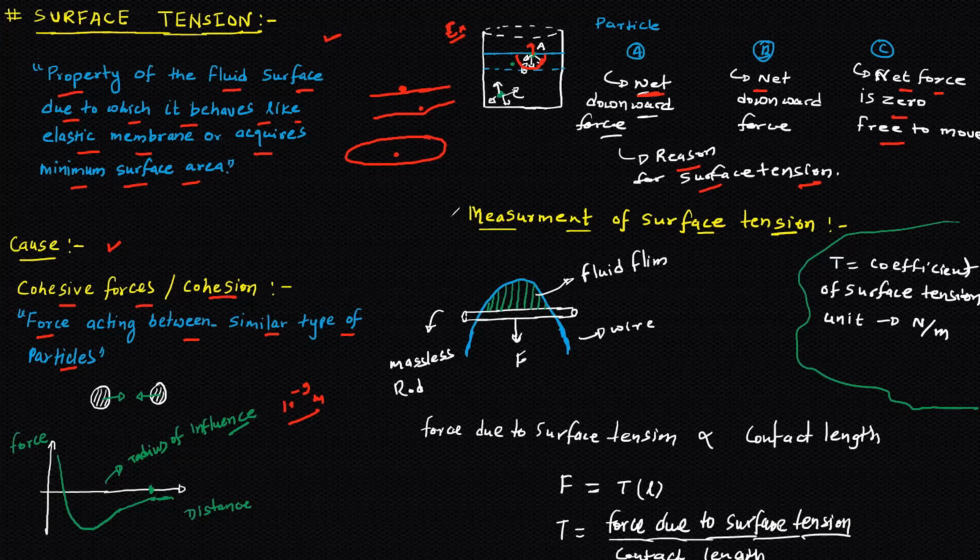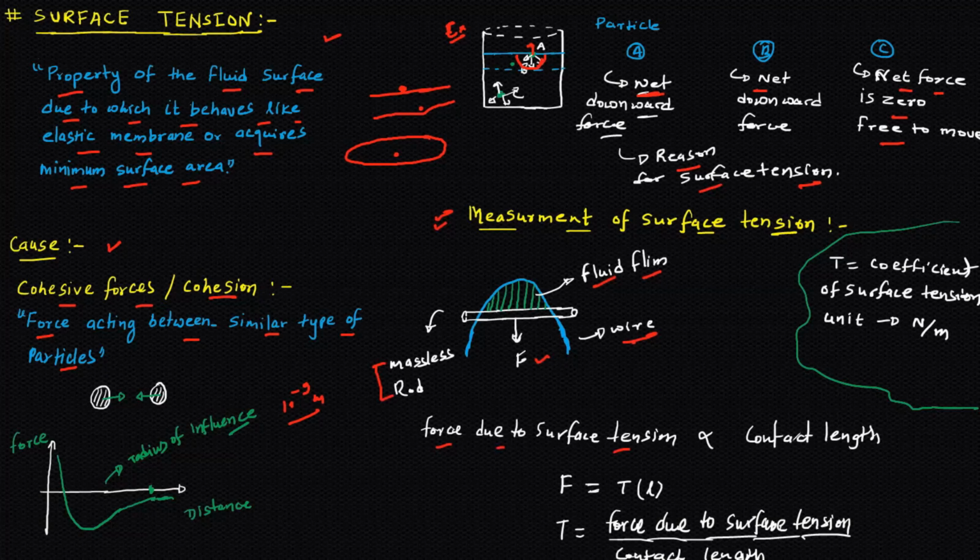Now how do we measure surface tension, or any property related to it? For measuring surface tension, we do this kind of experiment in which this blue structure is a wire structure, and this is a massless rod that we keep in contact with the fluid film. When you practically measure it, you pull it with a force. The force we are pulling with will be equal to the force due to surface tension.